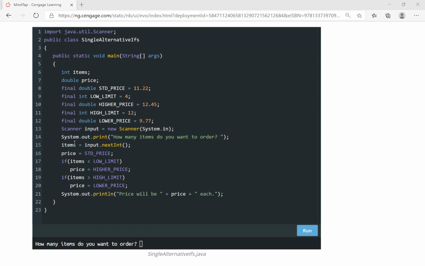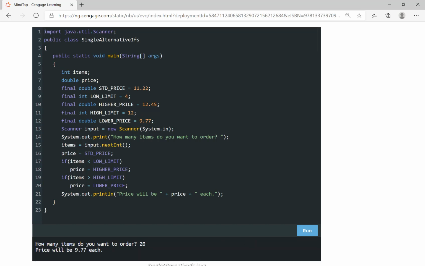We're coming down to line 15, and it's saying grab the value that you put in and assign it to items. So I'm going to start off by buying 20 items. When I hit enter, it said the price of each will be $9.77 each. Let's figure out why that occurred. It took the standard price, remember that's $11.22, and assigned it to price. And it said if the number of items, now remember we put in 20, is less than the low limit, which is 4. So is 20 less than 4? No. So we're not going to do line 18 because it was false.